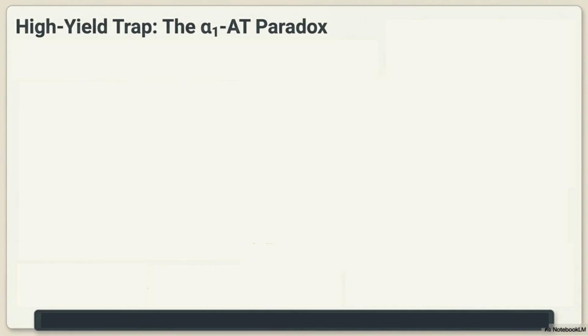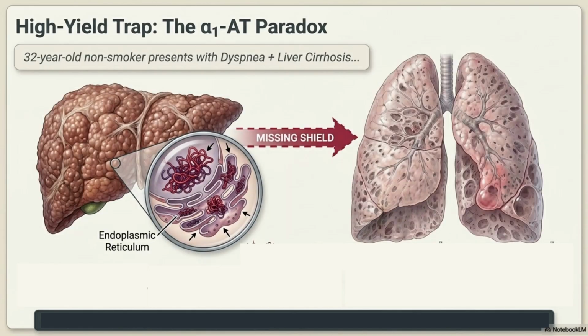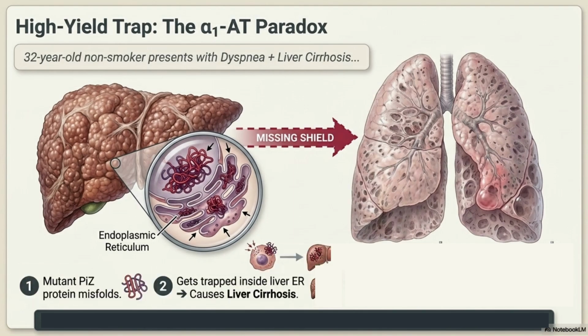This brings us to a massive exam favorite, the high yield trap or the alpha-1 paradox. Imagine a 32-year-old non-smoker who presents with dyspnea and liver cirrhosis. How do these connect? Look at the endoplasmic reticulum diagram. We have a missing shield. Step 1. The mutant PiZ protein misfolds. Step 2. That misfolded protein gets trapped inside the liver's endoplasmic reticulum, which causes liver cirrhosis.